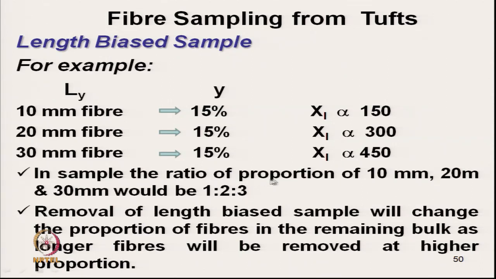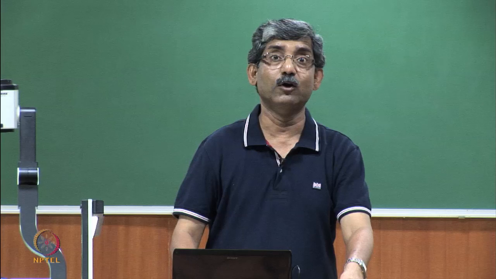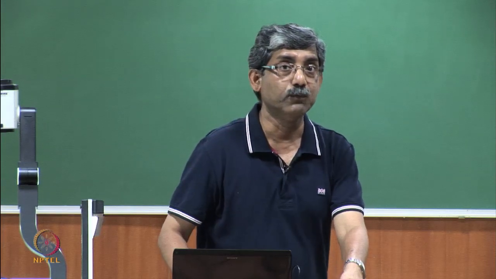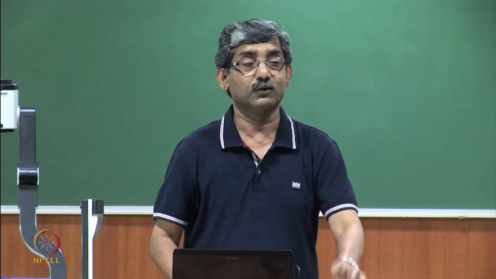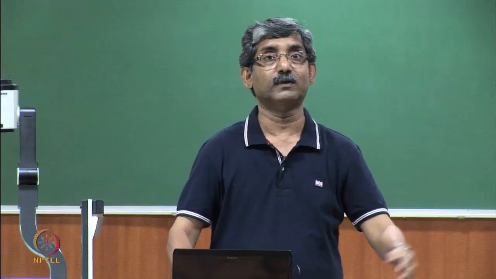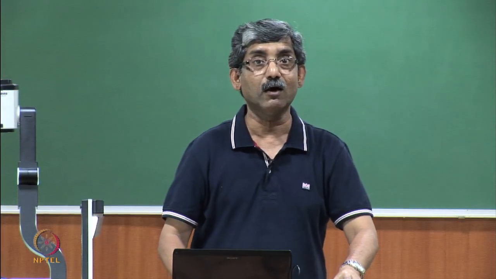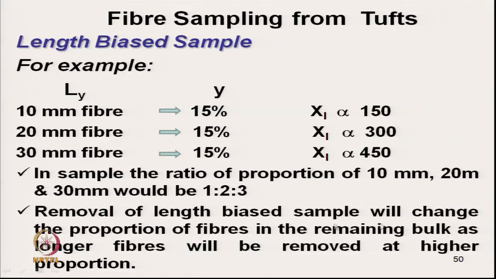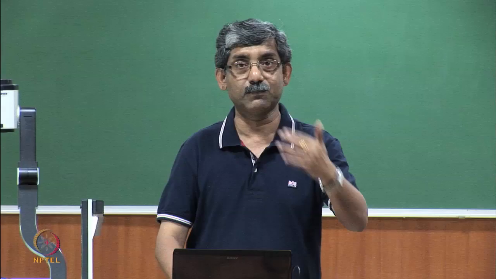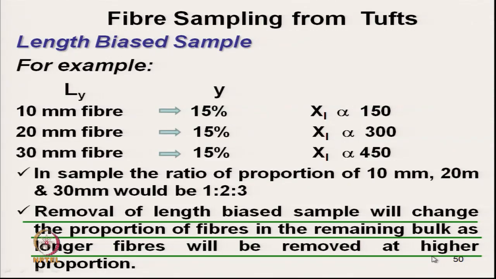As the length increases, the number of fibers in the sample will be more. So, if we remove some quantity of this sample from the bulk, the remaining proportion of the bulk will get affected. Removal of a length biased sample will change the proportion of fibers in the remaining bulk, as the longer fibers will be removed at a higher proportion. It will always keep on changing the proportion. So, that is a length bias sample.